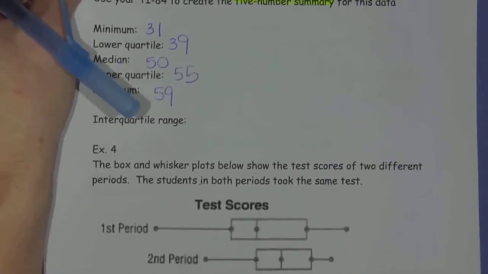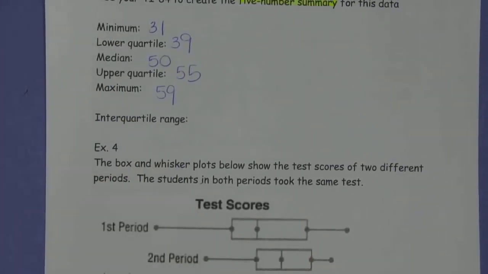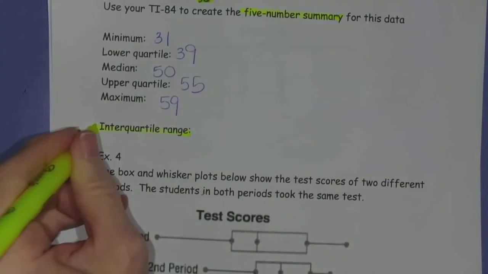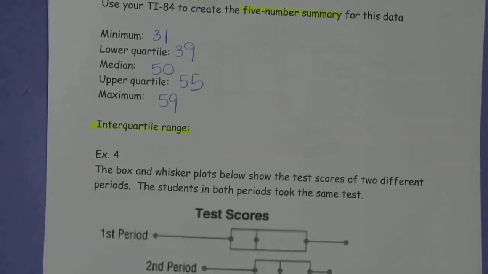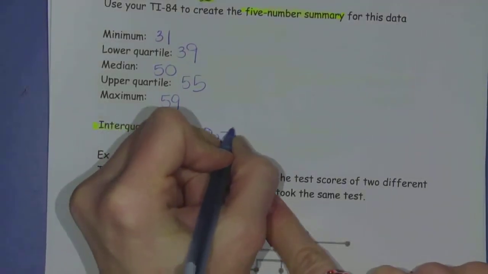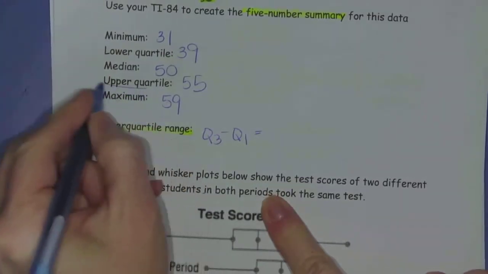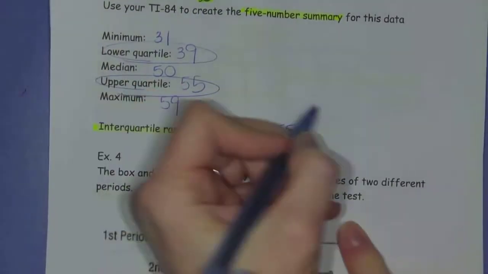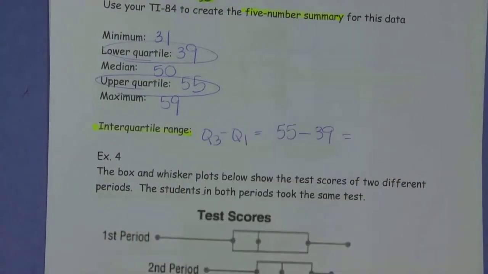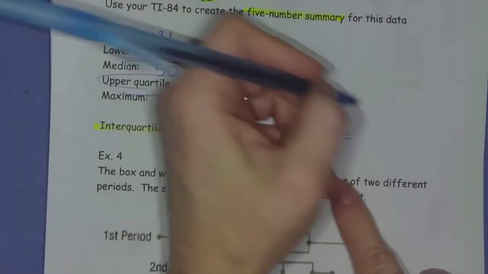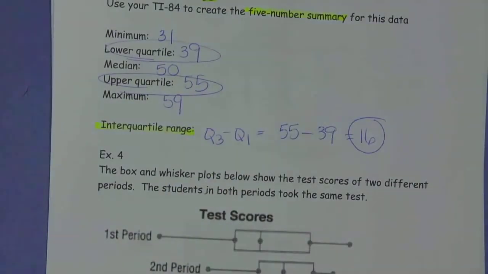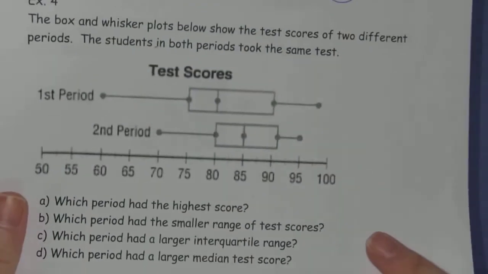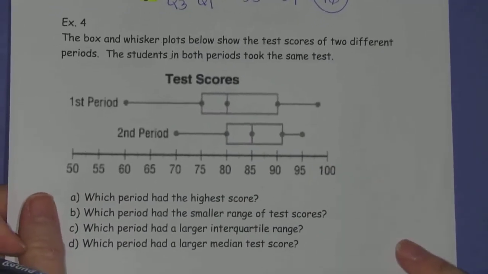Okay. They also want the interquartile range. Now, the calculator doesn't display that. We just have to find it, but we know how to do that. It's Q3 minus Q1. So it's our upper 55 minus lower 39, and 55 minus 39 is 16. Final answer there. Okay, last problem, example 4.